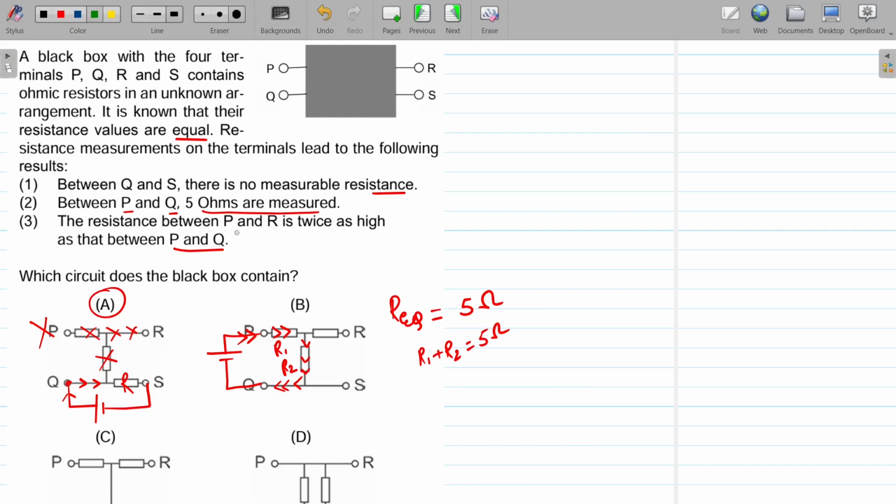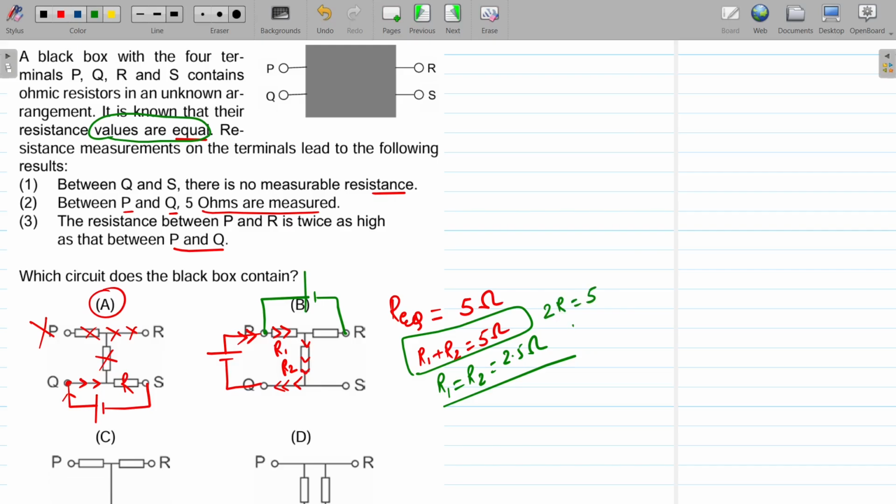The resistance between P and R: if you want to find it, you should apply a cell between P and R. The resistance between P and R is twice as high as that between P and Q. Between P and Q we have a total resistance of 5 ohm, so each resistor should be 2.5 ohm. Why? Because all the resistances have equal values and they are in series. R1 plus R2 is equal to 5, both are equal, so 2R is equal to 5, and R is equal to 2.5. So in this situation, each resistor has a value of 2.5 ohm.